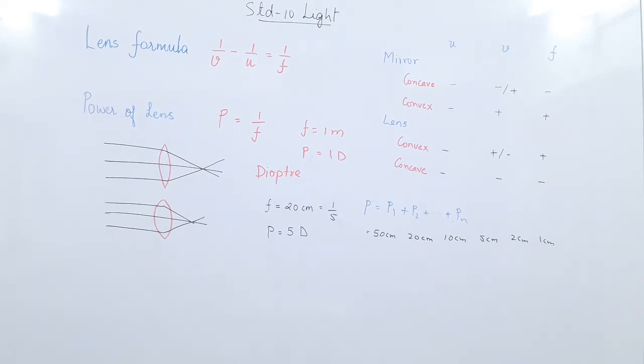And just for the revision sake, what we considered here, we consider light travels in a straight line. We saw the mirrors and we saw the lenses, derived the formulas, did the numericals. Okay, so revise the chapter once more, try to understand the concept in detail.